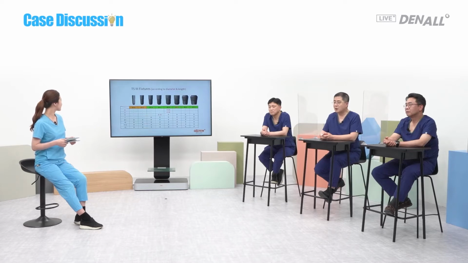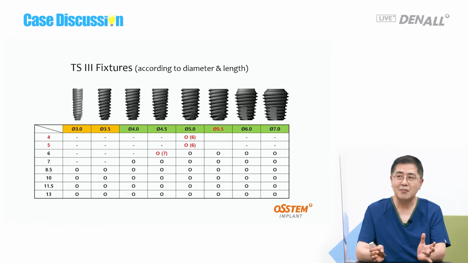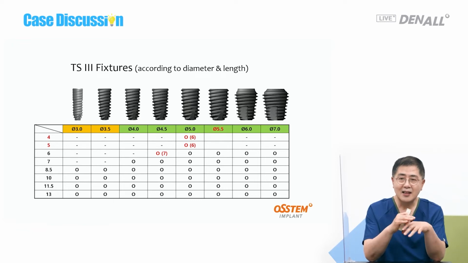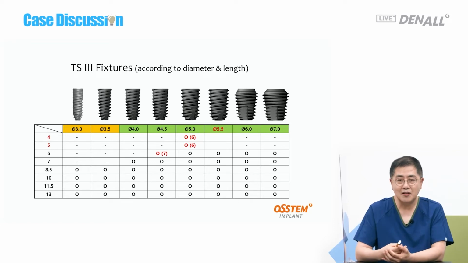One of the techniques that I use is the OSSTEM implant specification. There are many different lengths. The diameter increases in 0.5 millimeter increments. If you cannot get the initial stability, you could replace the implant with one size bigger.